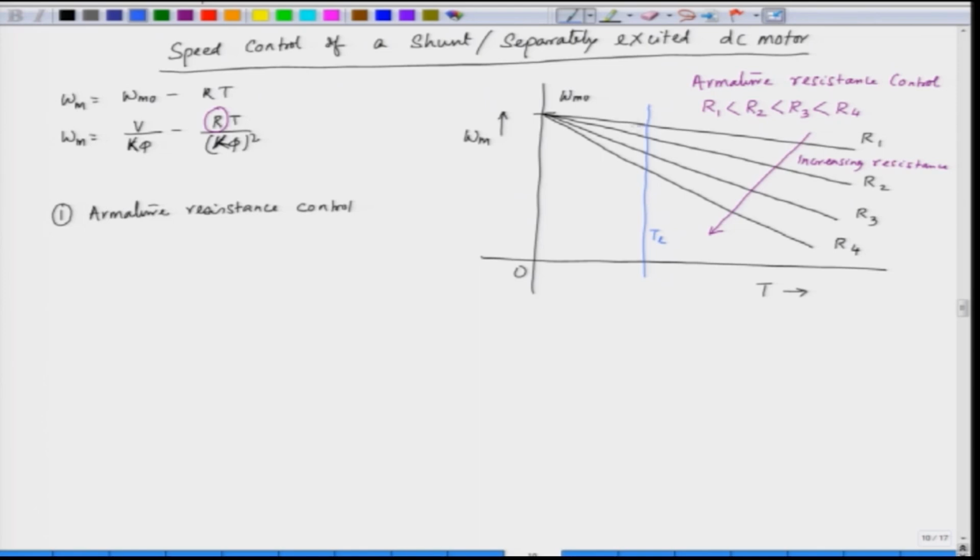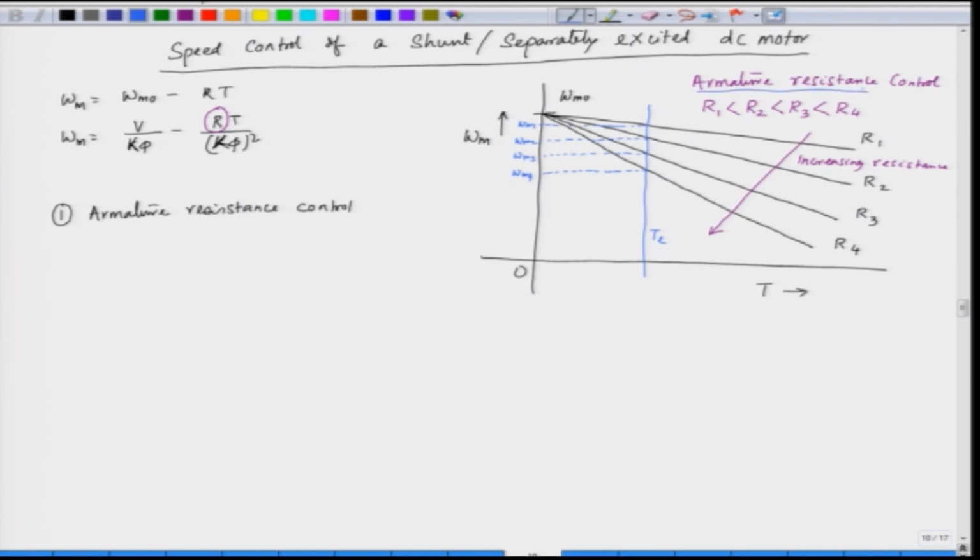Now, originally we had one speed. When the resistance was changed, the speed will change, here we have the second speed, then we again increase the resistance, the speed will change, we again increase the resistance, the speed will change. So, initially we have omega m1, then omega m2, omega m3 and omega m4. So, when we increase the armature resistance, the speed will change. This is how we do the speed control by the armature resistance method.